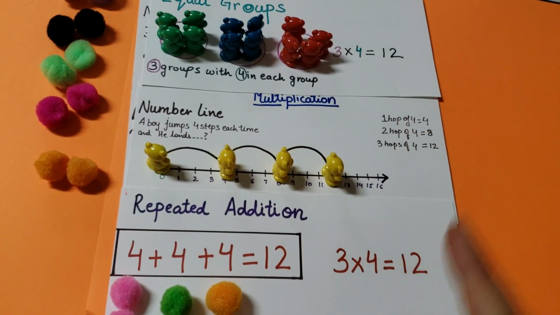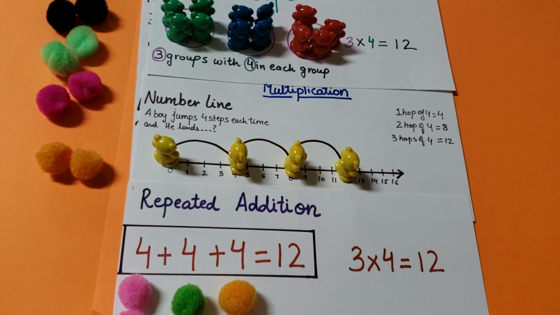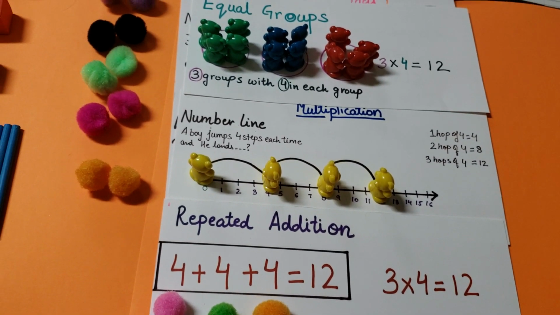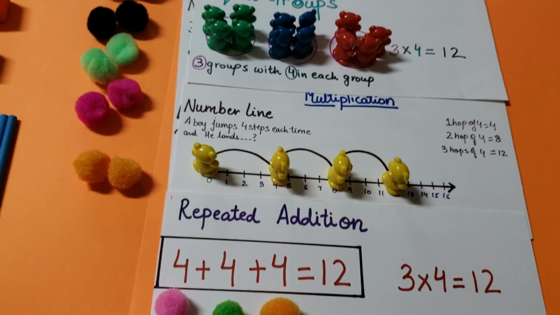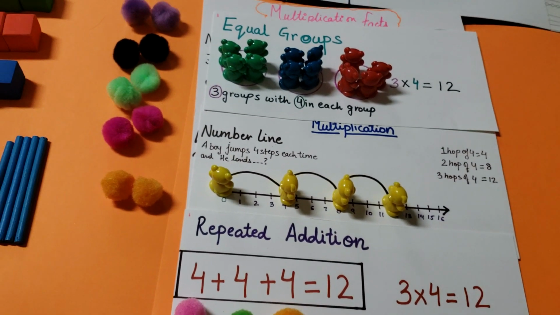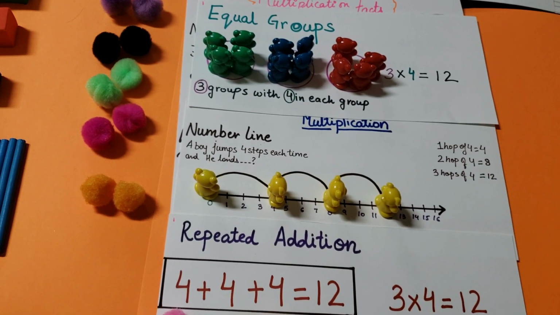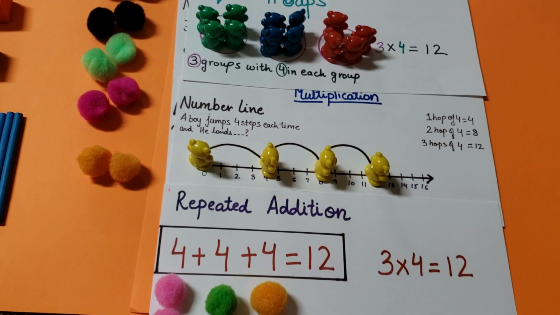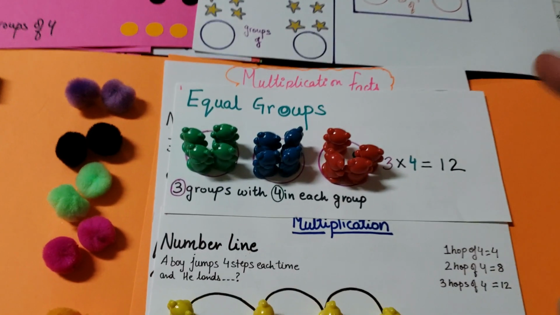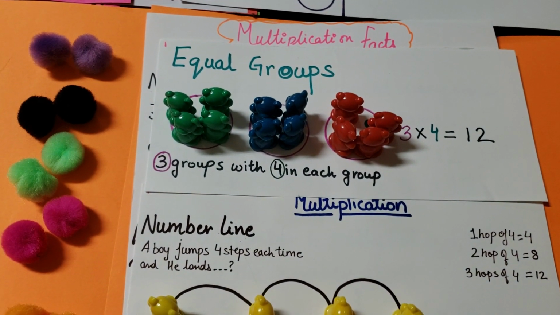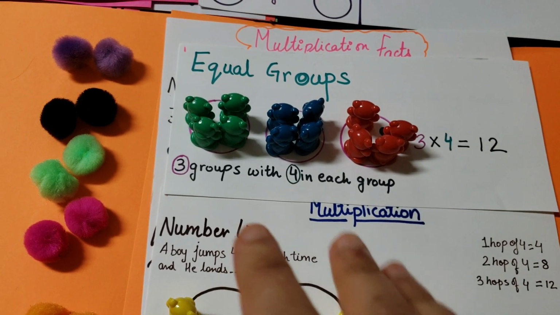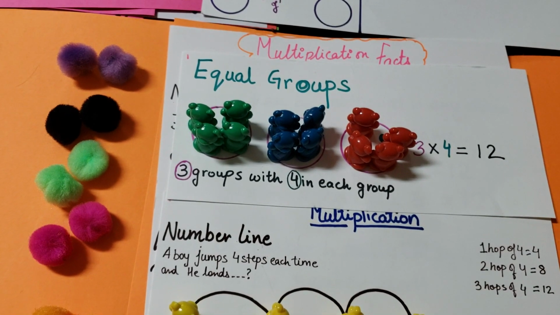I'm going to highlight three important ones today because these are the actual ones that are generally done in school or at home, and the kids really enjoy doing it. The first one is equal groups. The second one is number line, and the third one is repeated addition. In equal groups, the child first has to identify how many groups they see.